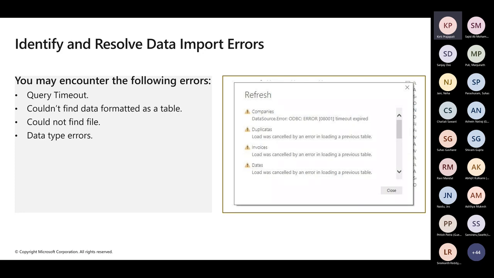Power BI imports from numerous data sources, right? We are using a number of different data sources where we are trying to get the data into the data set. Second, each data source might have a number of different error messages. For example, here you can see in this data set, we have the company. So it says timed out, expired, duplicates have different error messages. Load was canceled by an error in loading a previous table. So each and every data source might have a different set of errors.